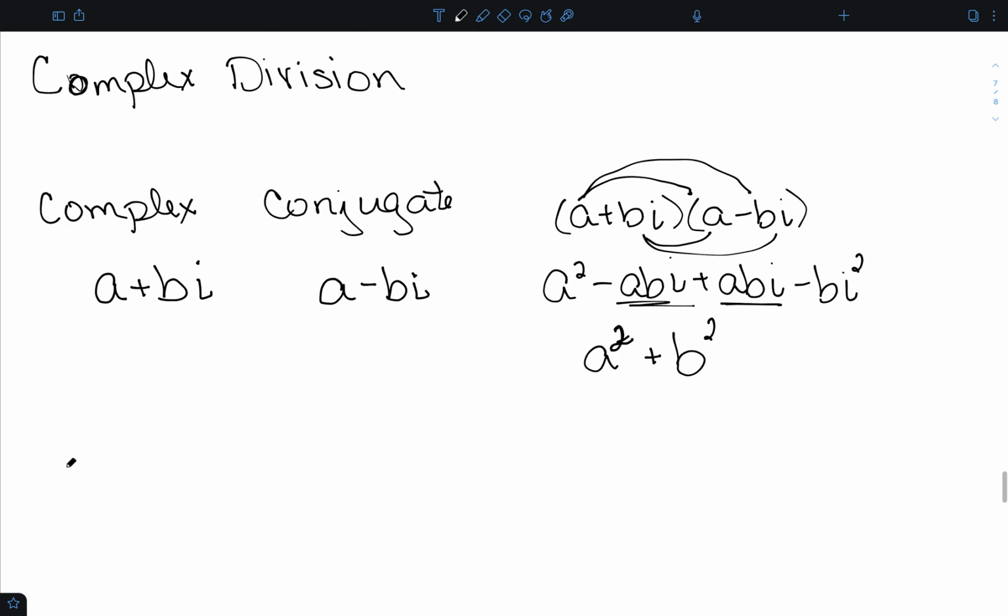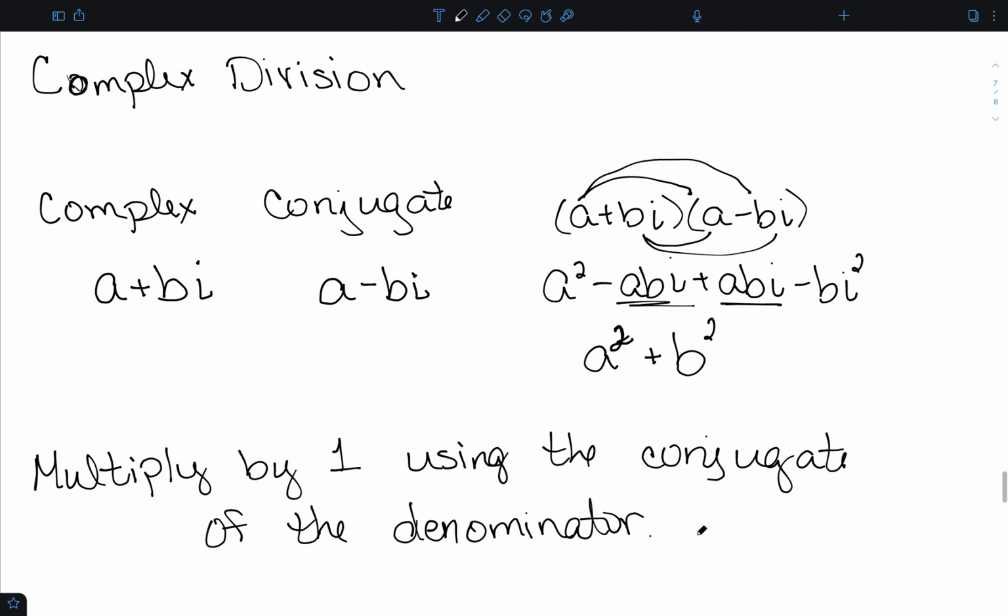And in order to divide, I'm going to use this complex conjugate. I'm going to divide by multiplying by 1 using the conjugate of the denominator. So let's look at some examples.